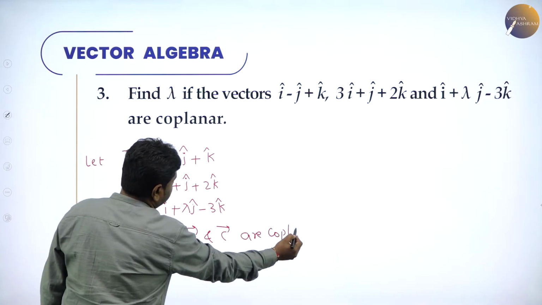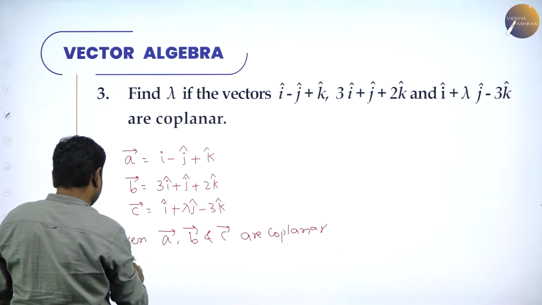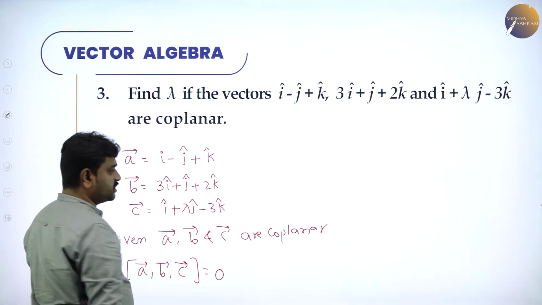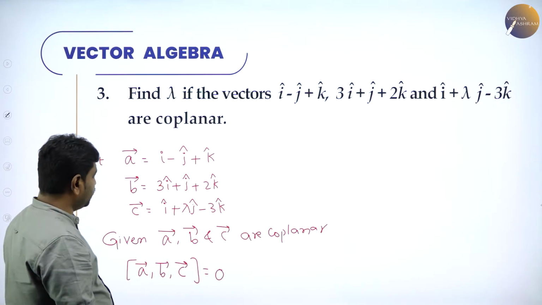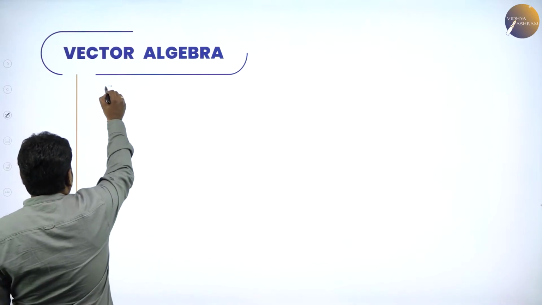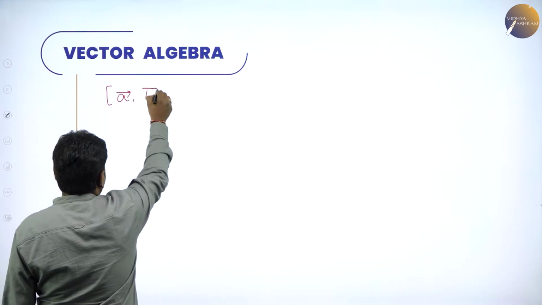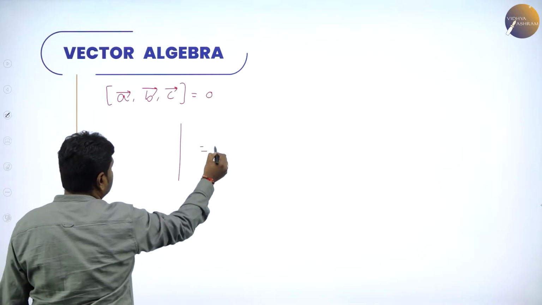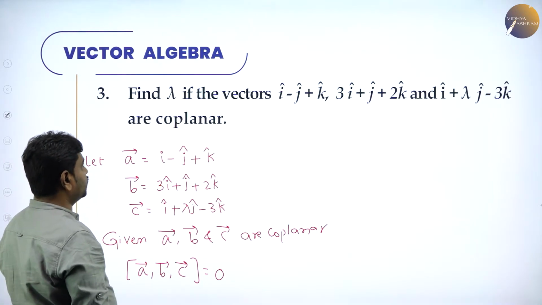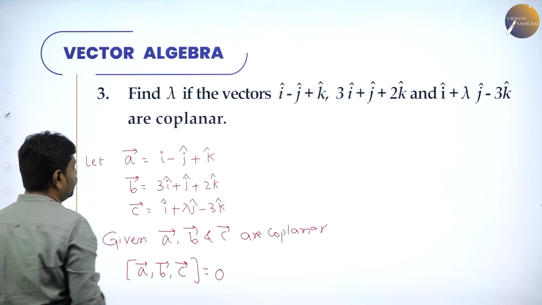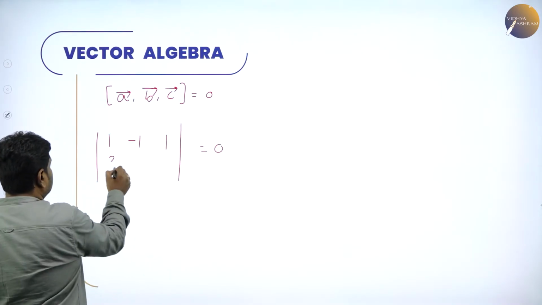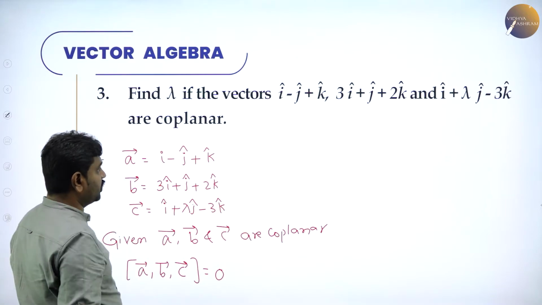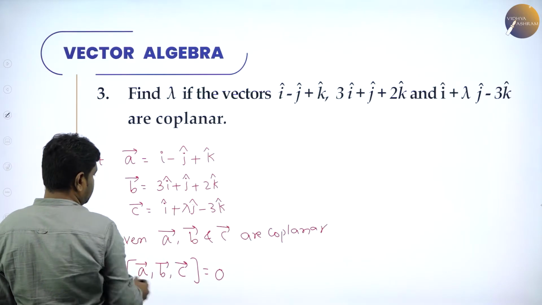All of you know, if three vectors are coplanar, then the box product [A, B, C] is 0. So we'll do the box product of these three and equate it to 0. The given vectors are coplanar, which means the scalar triple product is 0. Scalar triple product means the determinant: first row, the coefficients of the first vector, 1, minus 1, 1; second row, vector B, 3, 1, 2; and third row, vector C, 1, lambda, minus 3.